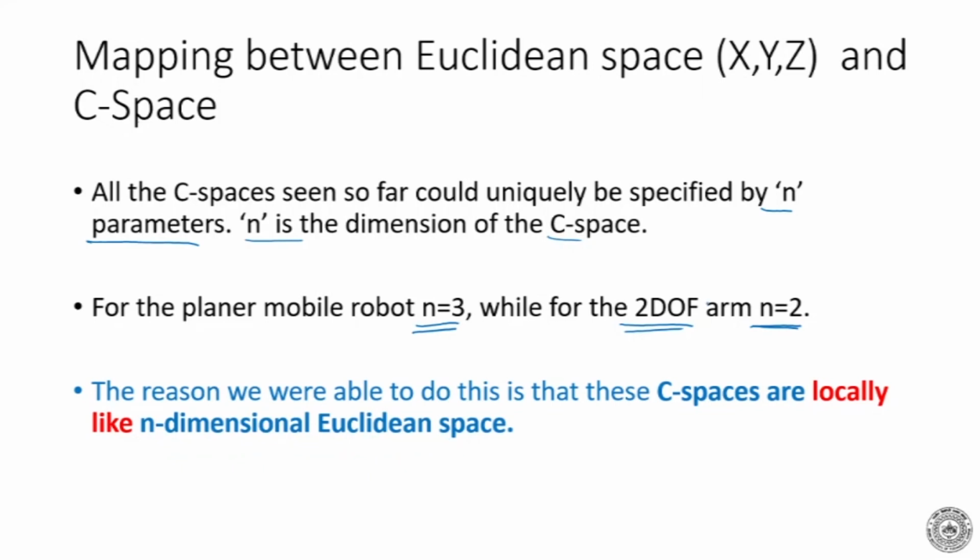Now, to go from Cartesian space to C space, and then to come back to the Cartesian space again, we need to have a mapping which has an inverse, and that is also smooth. Right. Now let's look a little bit further into this mapping business.